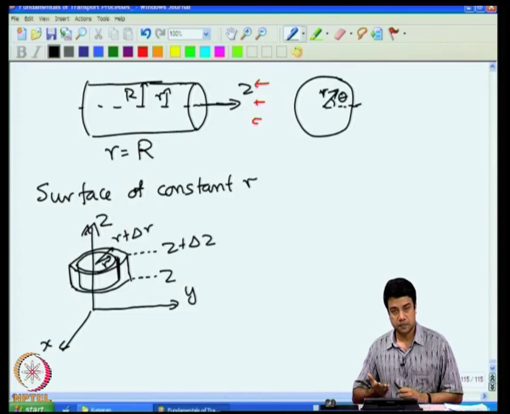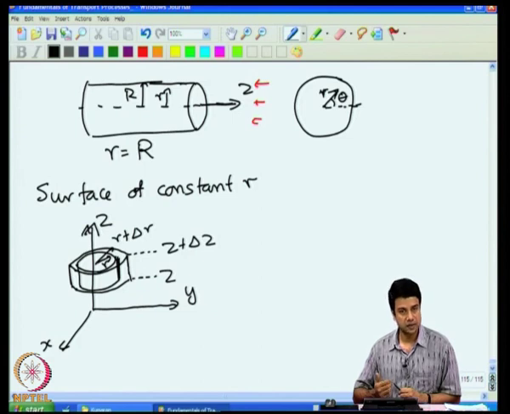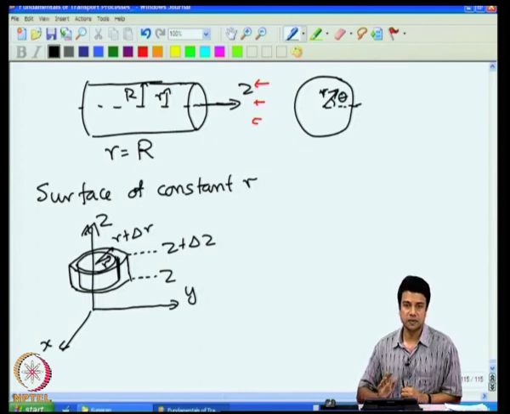Of course, planes perpendicular to z are flat. Okay. So, in this case, since the z coordinate is a line, planes perpendicular to z are flat. So, we will choose the differential volume to be bound by surfaces of constant coordinate. In this case, two surfaces of constant r at r and r plus delta r, two surfaces of constant z at z plus delta z and z.